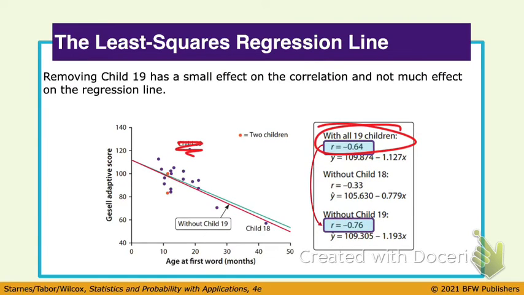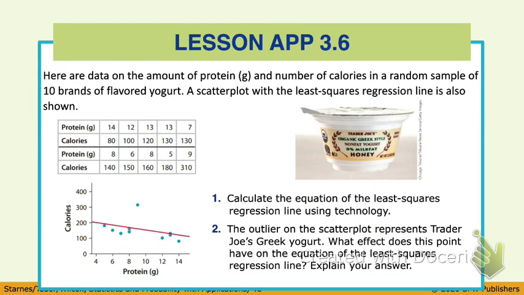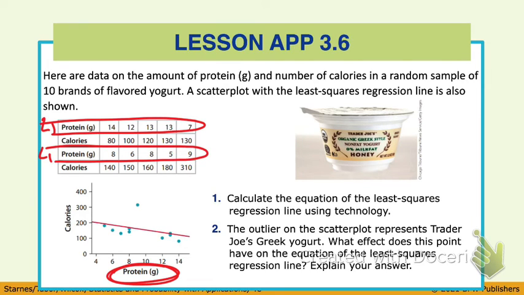Cool? All right. Let's look at the yogurt problem real quick. Here are the data on the amount of protein and number of calories in a random sample of 10 brands of flavored yogurt. A scatter plot with the least squares regression line is also shown. It says to calculate the equation of the least squares regression line using technology. So we're going to plug in the protein, because that's on the X, into L1. And then your L2 is going to be your calories.